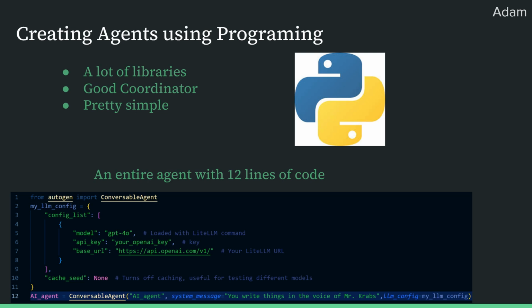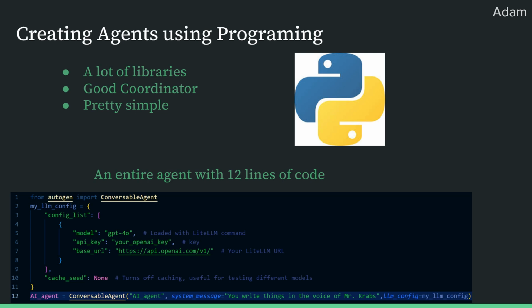Alright, so creating agents using programming. We're using Python, and the reason we're going to use it is because the library, the entire code that we're going to be using to write it, is mostly in Python. Python is pretty good because it's good at coordinating. You can really make complex things out of Python, and also it's pretty simple to learn. It's not too difficult.